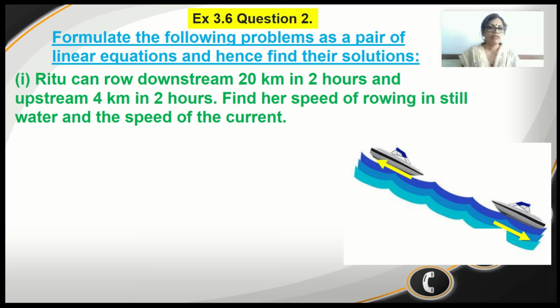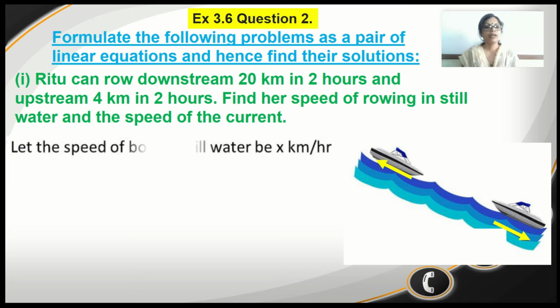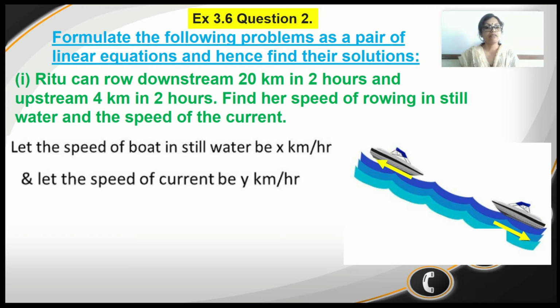Alright. What we will consider here is, let the speed of the boat in still water be x km per hour. Still water means when the water is not flowing. That time we'll take the speed of the boat in that water as x km per hour. And the speed of the current, when the flow of water is there, we'll consider as y km per hour.